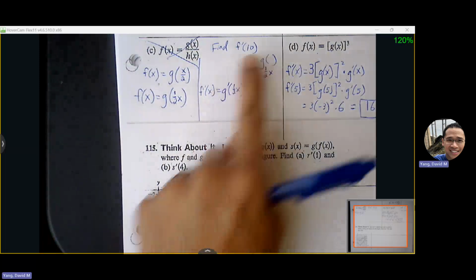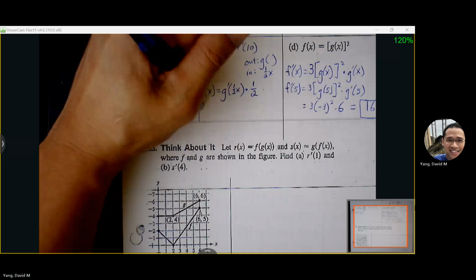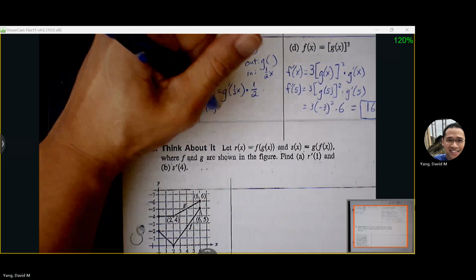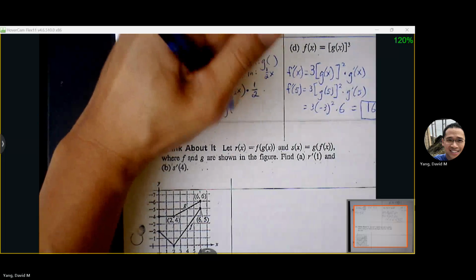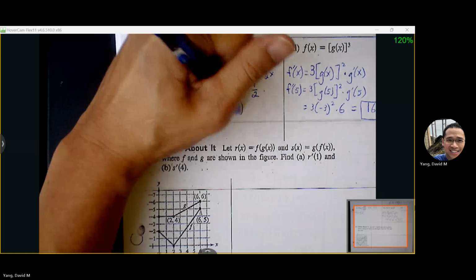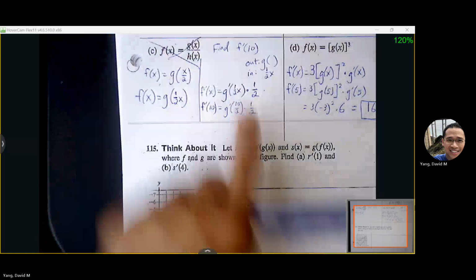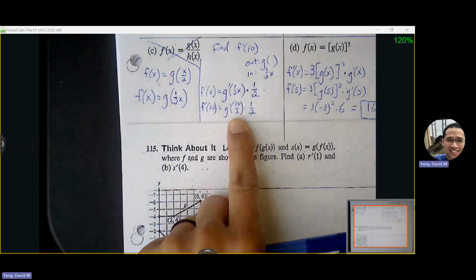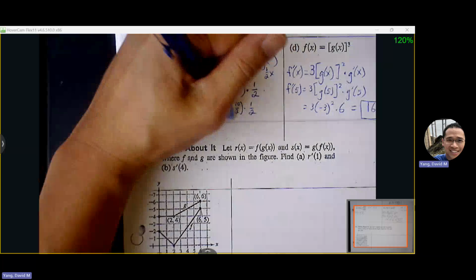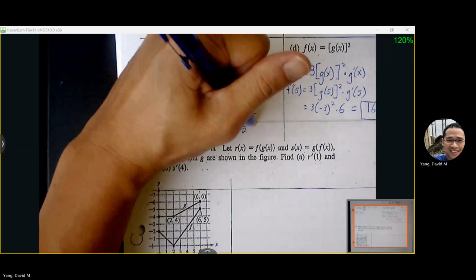Right, so now we can plug in 10. So this becomes G prime of 5, and G prime of 5 is 6. 6 times 1/2 is equal to 3.